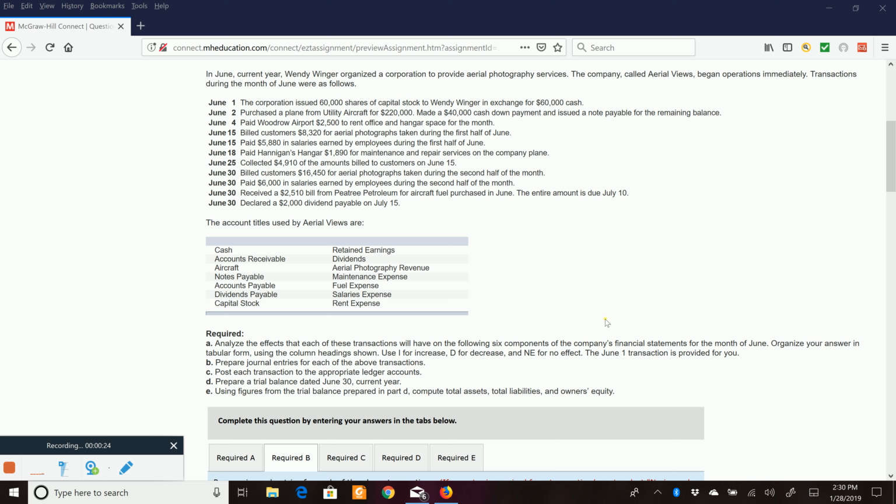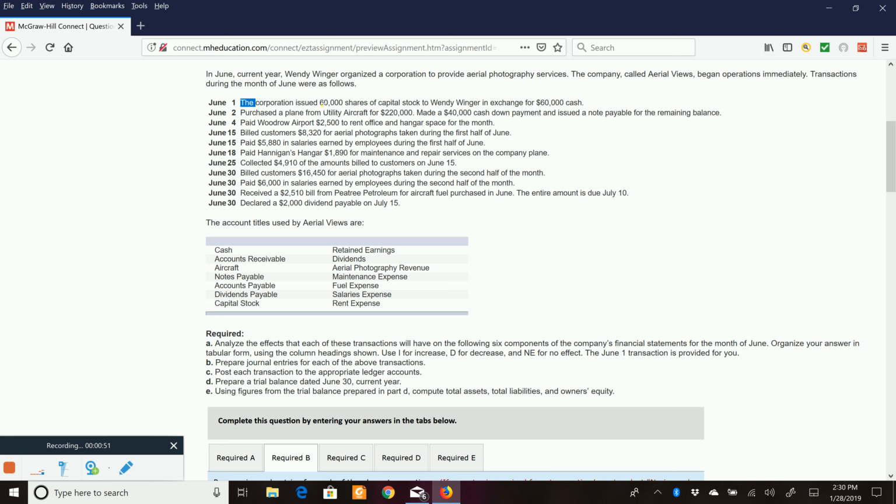Okay, so we have a company here. They organized in the month of June. The name of the company is Aerial Views. They began operations immediately. On June 1st was the first journal entry of the year. So we're going to work through all of these journal entries that are listed here. What we have to do is analyze the transaction that was given to us, and then we need to put it into the appropriate journal entries.